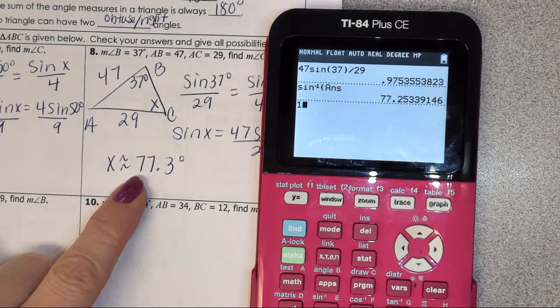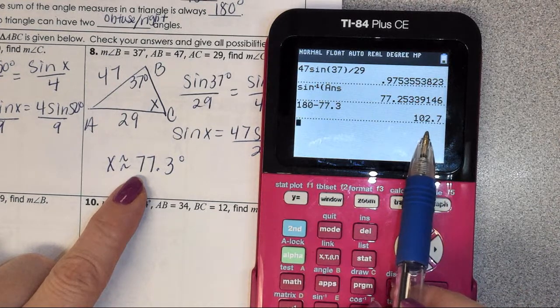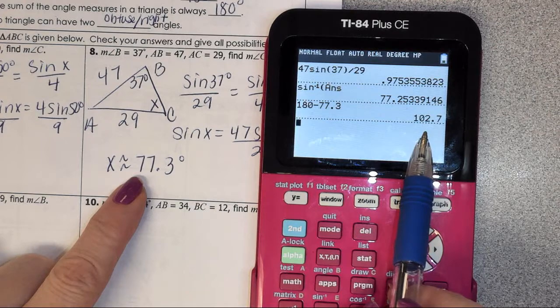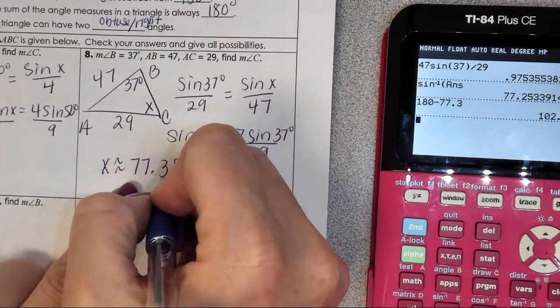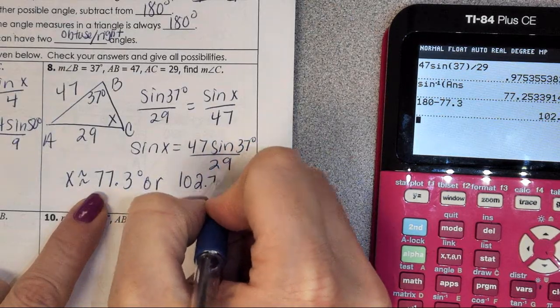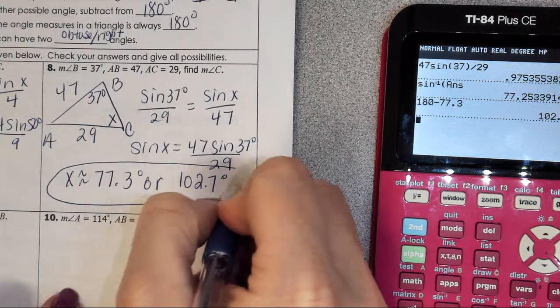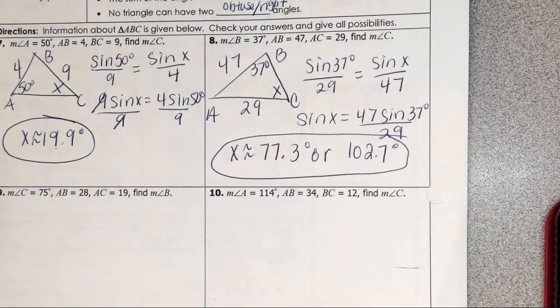Could it be 180 minus 77.3? Because I could also have that ratio. Would it be okay for it to be 102.7? It would, wouldn't it? Because that's not going to make it too many degrees. So now I have to say X is either this or X could be 102.7. We have to get two answers there.